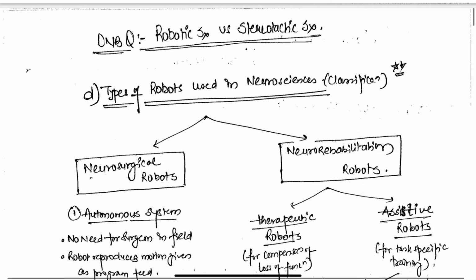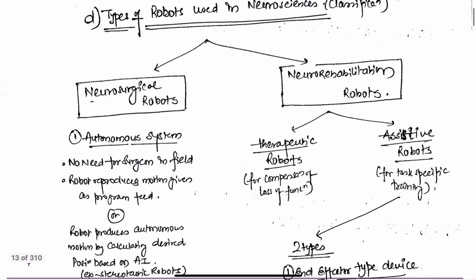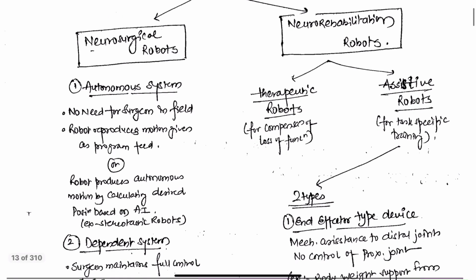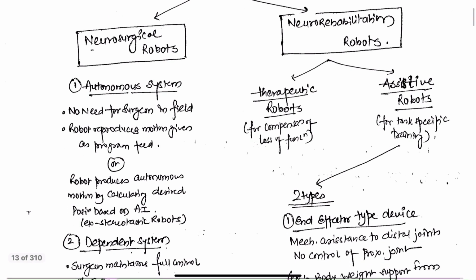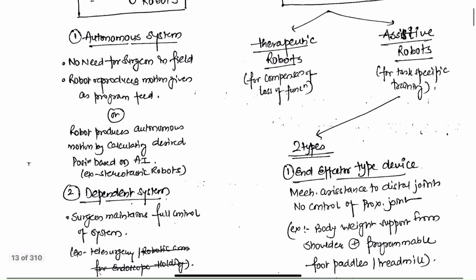Now coming to robotic surgery versus stereotactic surgery. The types of robots used in neurosciences are: one, neurosurgical robots, and two, neurorehabilitation robots. Now, neurosurgical robots, you already saw them. They were our ROSA and our Spine Assist. Those are the ones which are used in telesurgery.